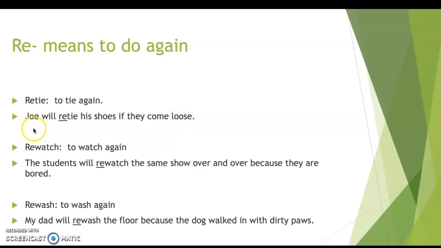Another example of using the word re is rewatch, and that just means to watch again. And the sentence is, the students will rewatch the same show over and over because they are bored. Have you rewatched a show during this break that you've had? I bet you have. And the last example is rewash, to wash again. My dad will rewash the floor because the dog walked in with dirty paws.